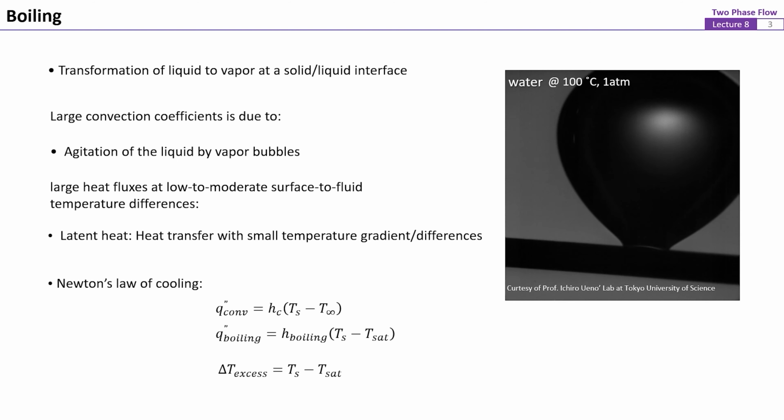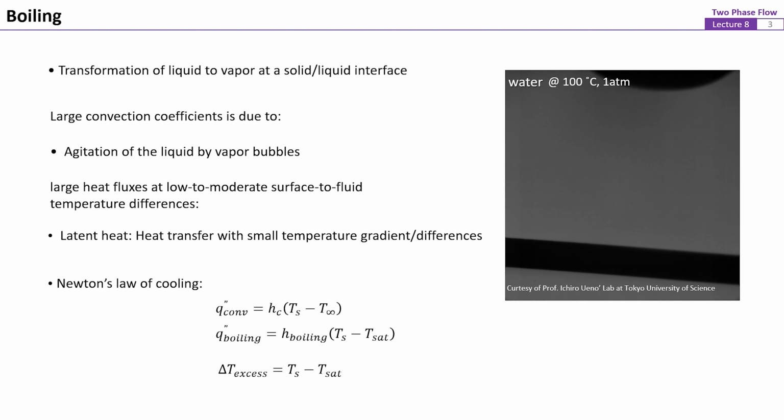This video shows a saturated boiling process of water at 1 atm on a heating wire. Boiling is associated with the transformation of liquid to vapor at a solid to liquid interface due to convection heat transfer from the solid. Agitation of the liquid by vapor bubbles is one mechanism that provides large heat flux at low to moderate surface to fluid temperature differences. The nature of the requirement in latent heat during a phase change process also enables large heat transfer with small temperature gradient.